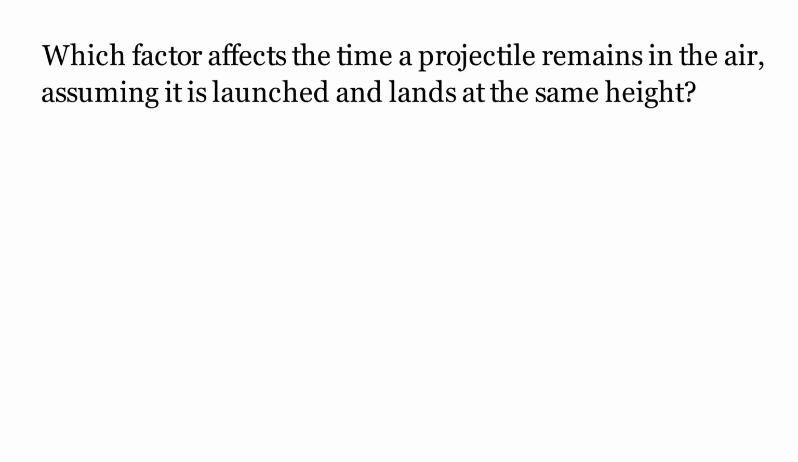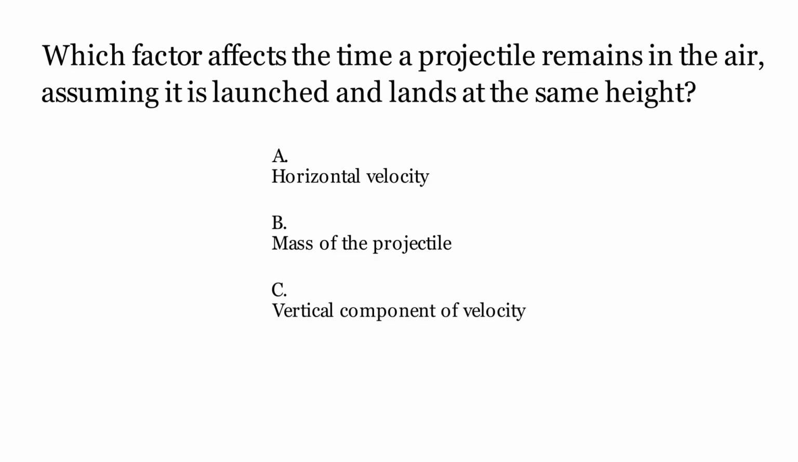Which factor affects the time a projectile remains in the air, assuming it is launched and lands at the same height? Letter A. Horizontal velocity. Letter B. Mass of the projectile. Letter C. Vertical component of velocity. Letter D. Air pressure.